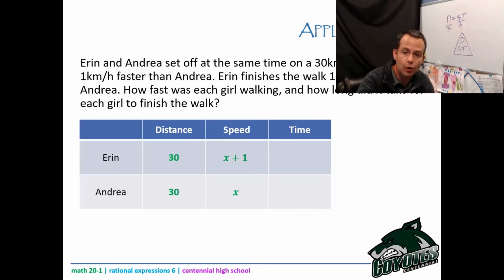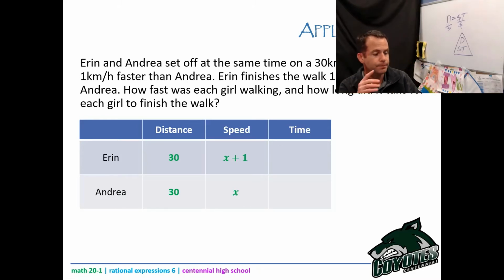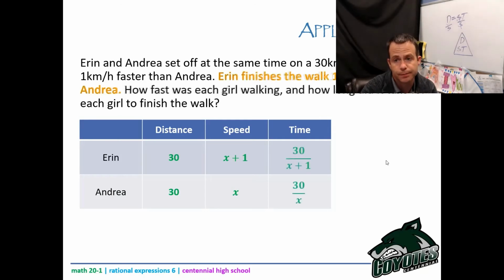So for this guy then, that means my time can be written as 30 over x plus 1 and 30 over x. With that written in there, I'm going to reread the question, looking for one more piece of information that I haven't dealt with yet that's going to help me set up an equation. The one other piece of information I've now highlighted in orange up top there.